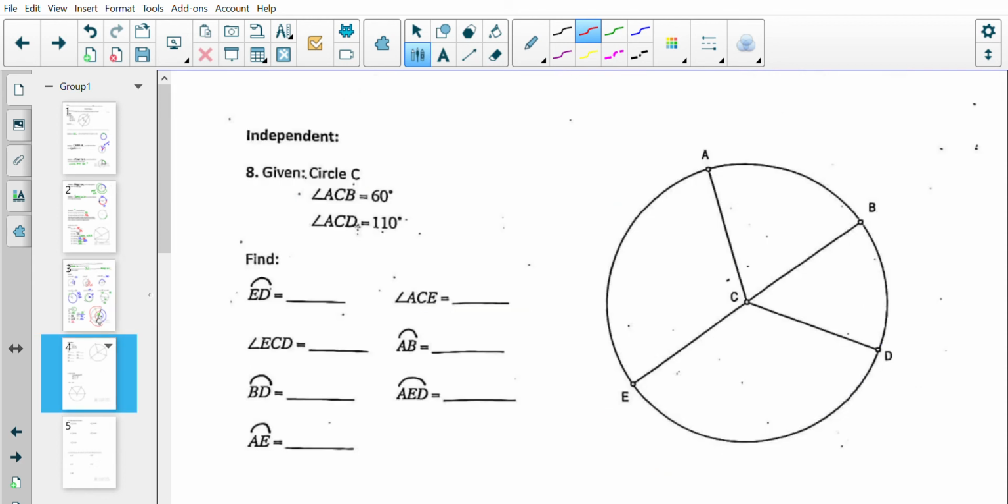Okay, moving on to the next page. If you want to pause the video right now and solve these problems on your own, you can. I will go ahead and list the answers for you to check.